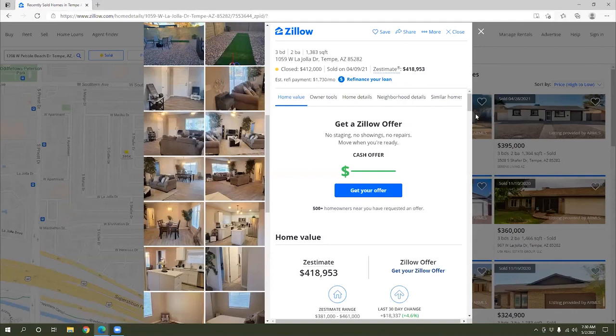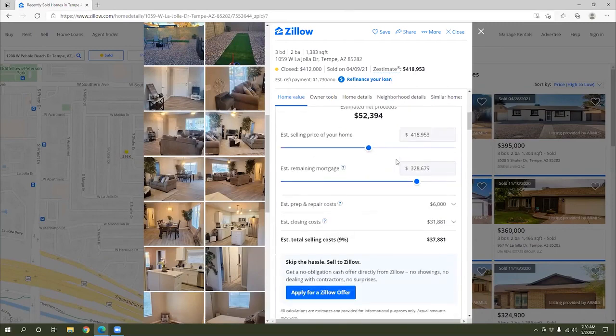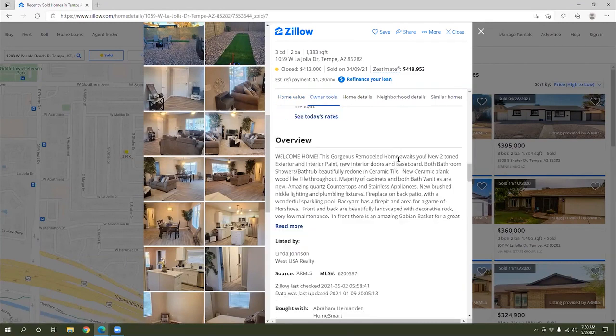I know we have a pool here, so I would write down the address. 1059 West La Jolla. I did not know how to say that when I moved here and really embarrassed myself with the seller. All right, and it's a 2-car garage, 1383 square feet. And it has a pool. I write down the sold date for 2021, and it sold for 412K.